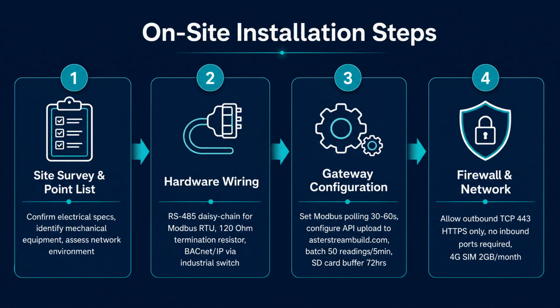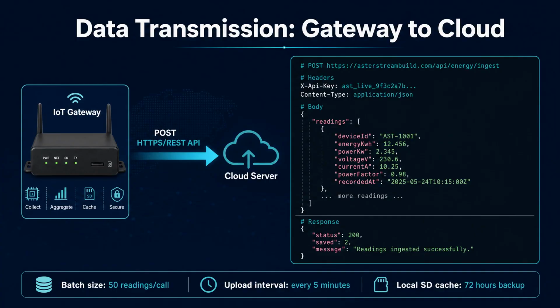The Aster Stream architecture is highly secure. It requires no inbound ports as the gateway operates on a one-way outbound upload mechanism. If using a cellular connection, we recommend a 4G SIM plan with at least 2 GB of monthly data. With the hardware installed and transmitting data, we now move to the cloud platform setup.